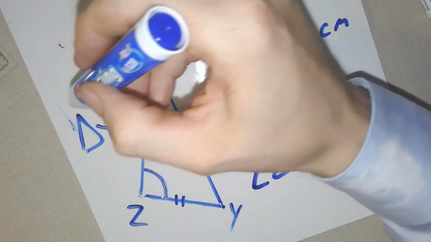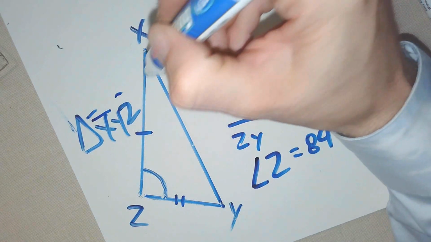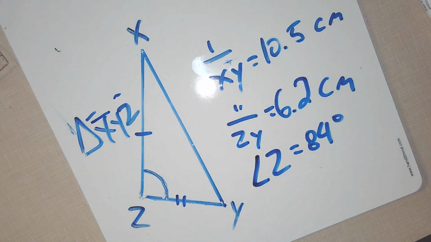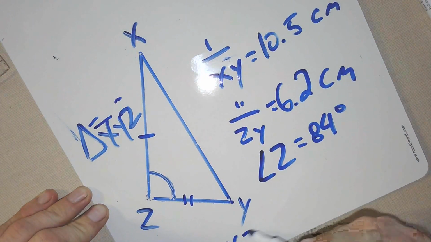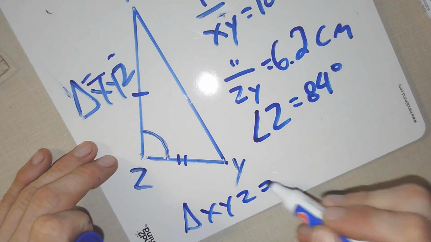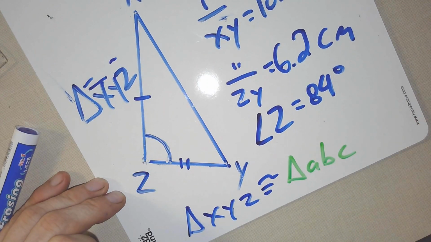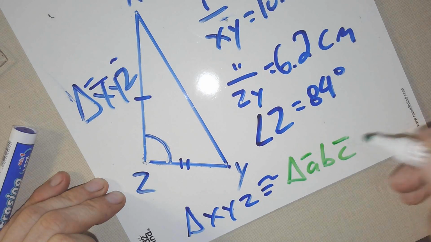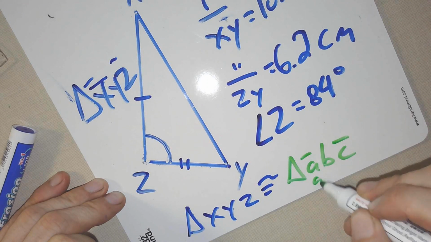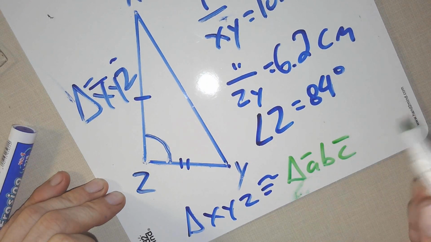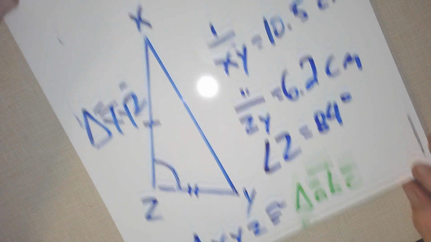All right, so I have my side, my angle, and my side. I have my sides XZ and XY. My side angle side. Now I'm going to make triangle ABC congruent to triangle XYZ. So I need to make A and C congruent to X and Z, and I need to make A and B congruent to X and Y. So let me go ahead and do that.